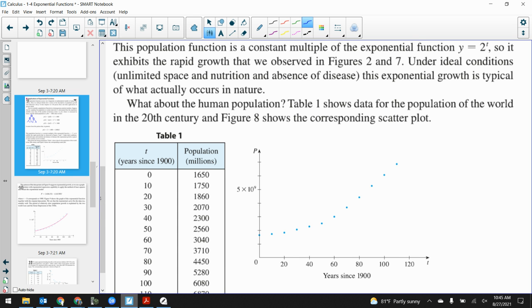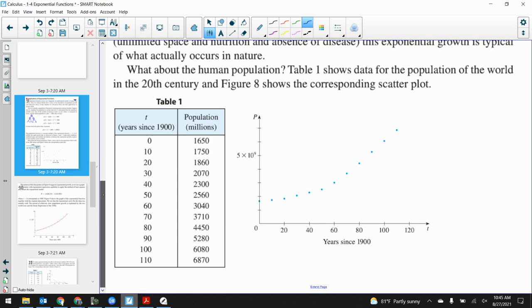What about the human population? Table 1 shows data for the population from 1900 to 2010, it looks like. Okay, do we see a general exponential growth? I mean, it almost looks like it might level back off up in here, but we see a general exponential growth. We could put this in our calculators and find an exponential regression for this equation.